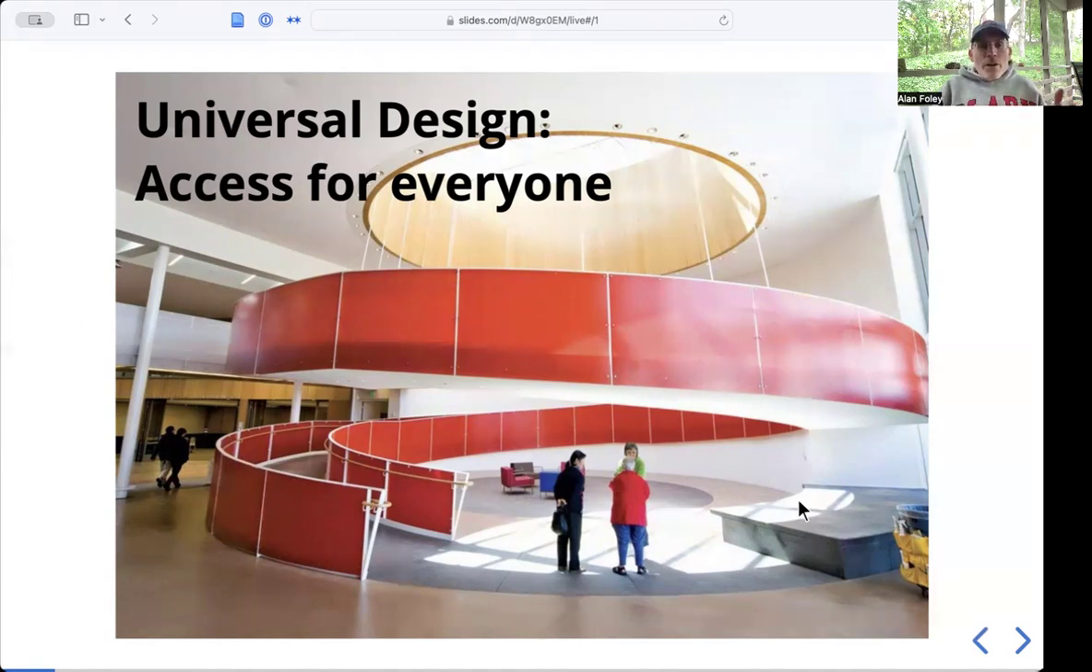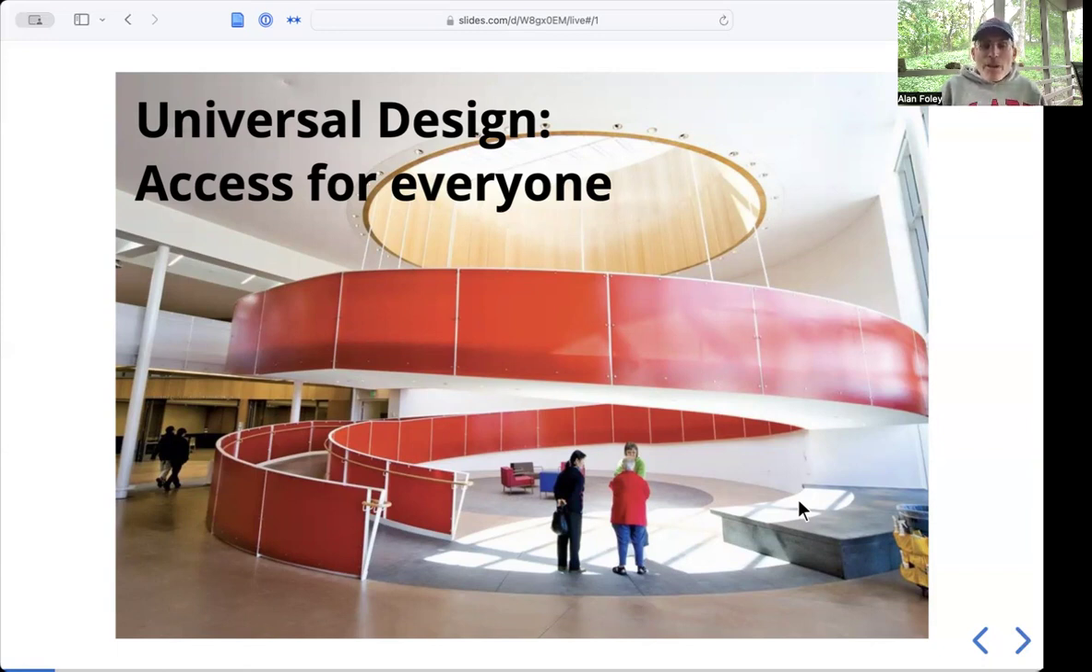For example, the image here on the screen is that of an elegant looking spiral ramp that is leading from the ground level of a building, which is probably the entryway or a foyer, into the second level. And what you might notice is that there are no stairs, and there doesn't appear to be an elevator, at least prominently displayed.